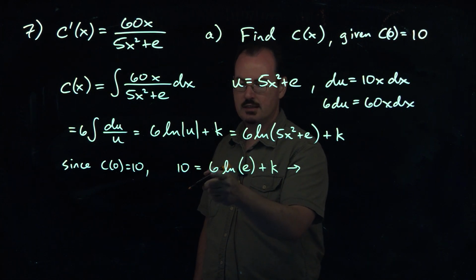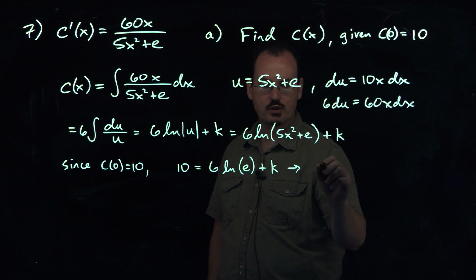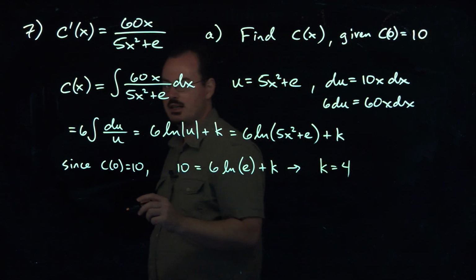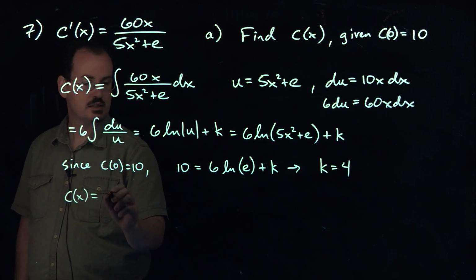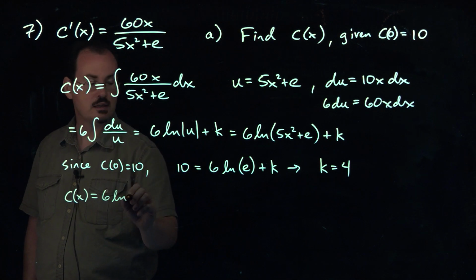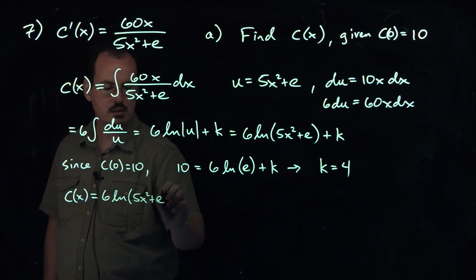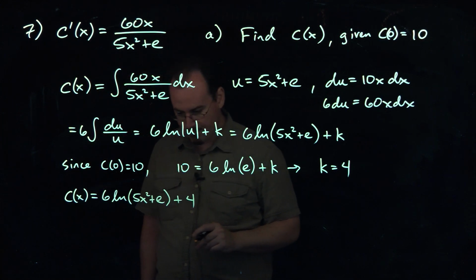And then I've got a 6. 6 times 1. So I've got a 6 here. I'll subtract 6 from both sides. I'll get 4. So k is equal to 4. Okay, so that means my function will actually be c of x is equal to 6 ln of 5x squared plus e, plus that constant 4. Okay?